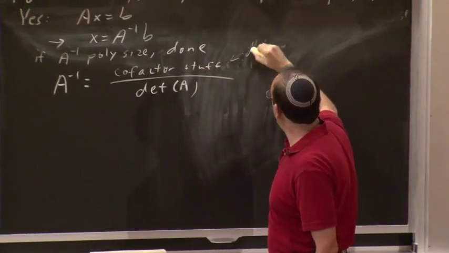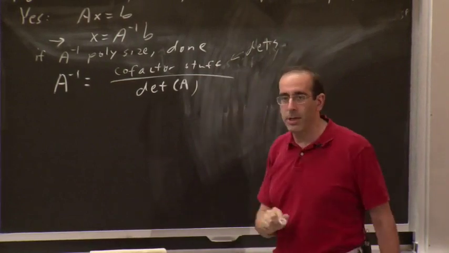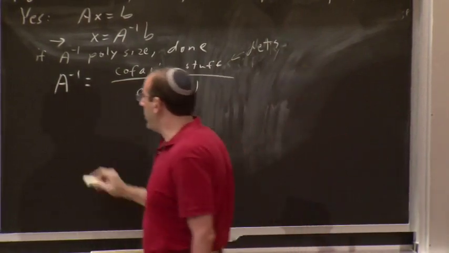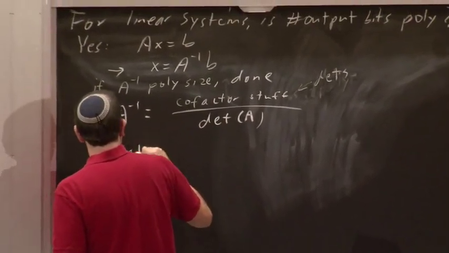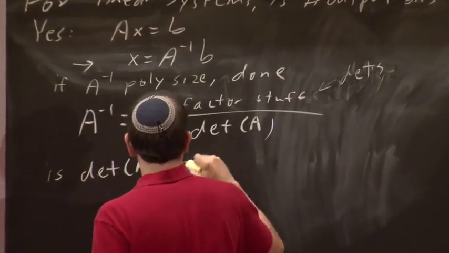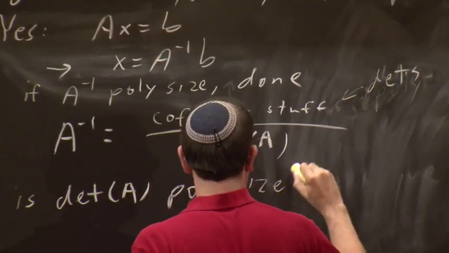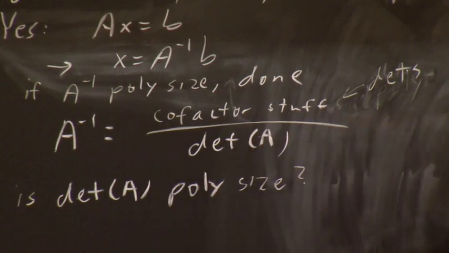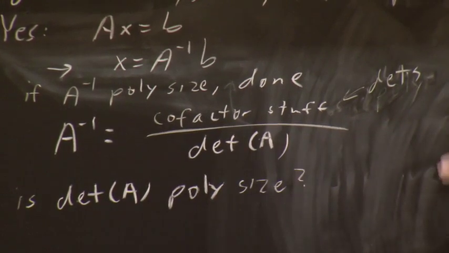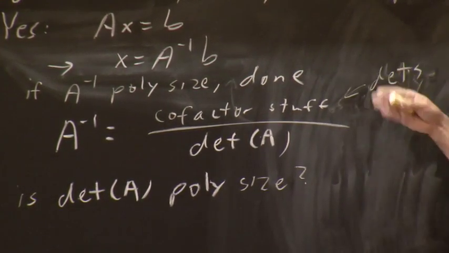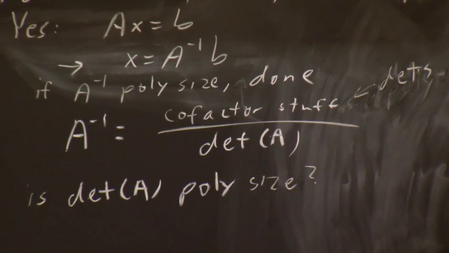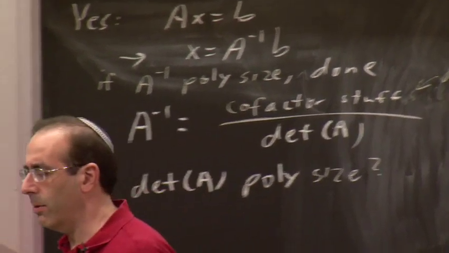We have a bunch of determinants up here. We have a determinant down here. So the real question is, is the determinant of A polynomial size? If the determinant is polynomial size, then we're in great shape because we have determinants up here, and so everything is polynomial size. How can we decide if the determinant of A is polynomial size?